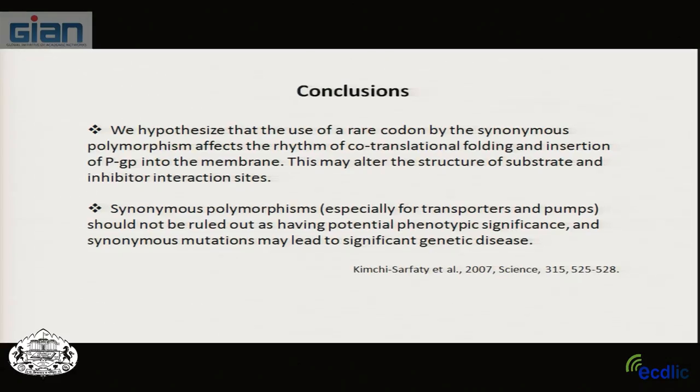Conclusions: we hypothesized at that time that the use of a rare codon by the synonymous polymorphisms affects the rhythm of co-translational folding and insertion of PGP into the membrane, and this may alter the structure and the binding site for substrates and inhibitors. Synonymous polymorphisms, especially for transporters and pumps, should not be ruled out as having potential phenotypic significance, and these mutations may lead to significant genetic disease. So that was the conclusion we had.